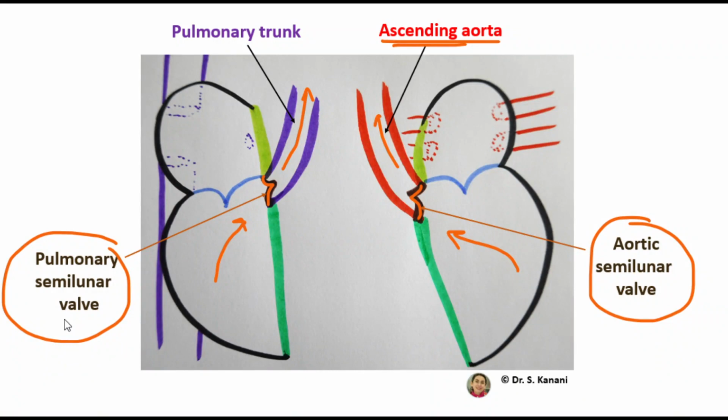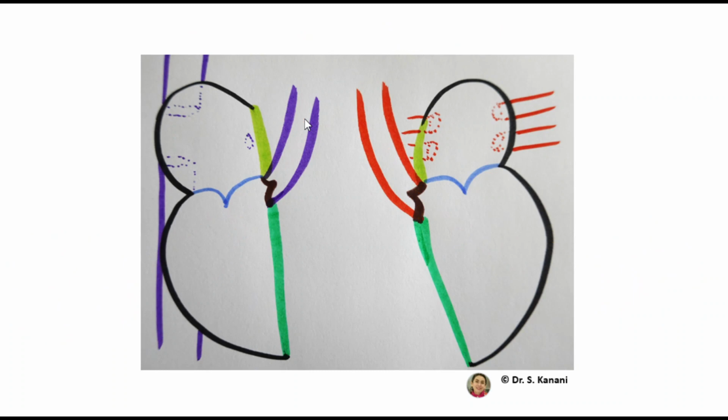Clearly, when we say these are valves, it means that they allow blood to flow only in one direction, from ventricle into the arteries. So, in short, inside the heart, we have 4 chambers and we have 4 valves, 2 atrioventricular valves and 2 semilunar valves.